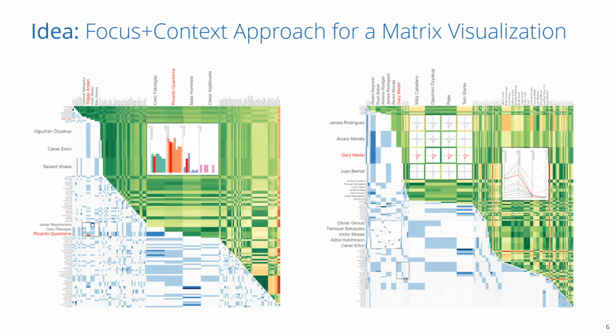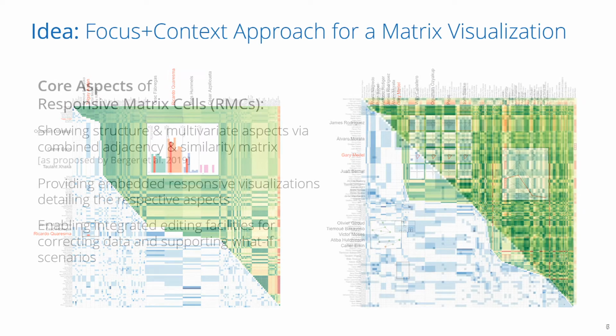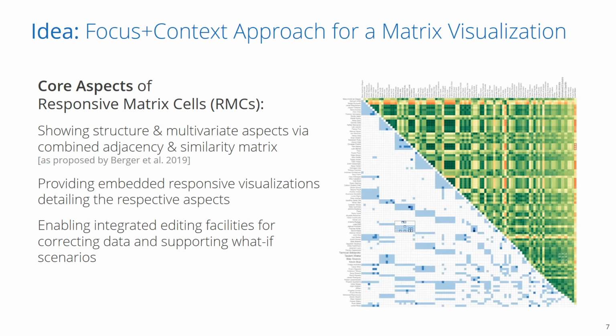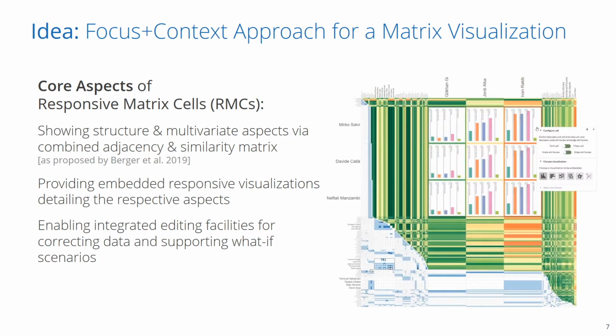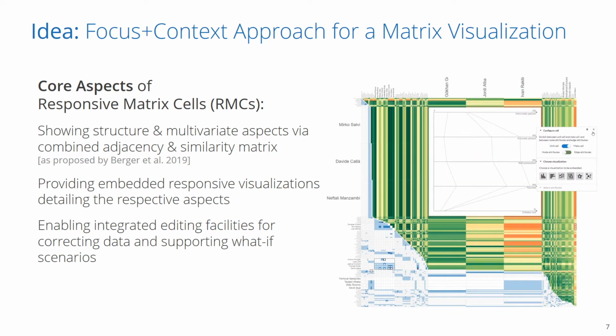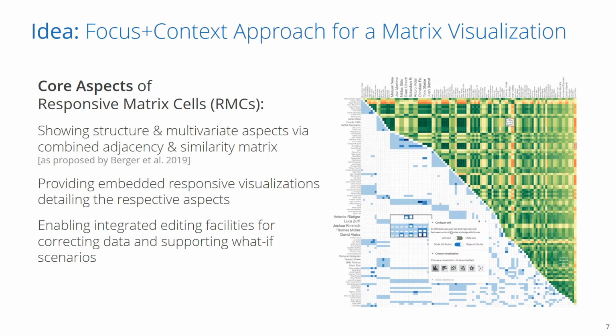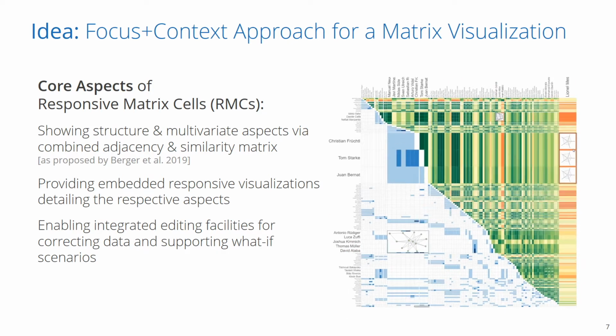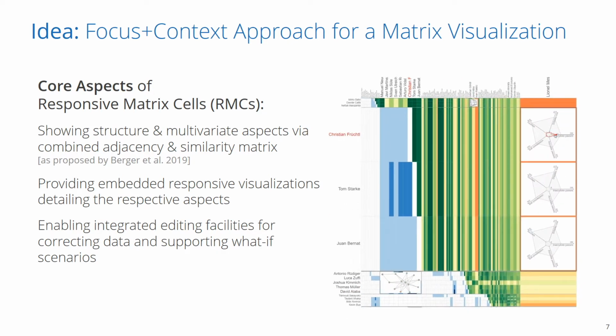Our goal is to provide a more flexible solution by following a focus and context approach for a matrix visualization. More specifically, inspired by Berger and colleagues' work, we start with a combined similarity and adjacency matrix. In this matrix, we then allow for creating multiple focus regions where embedded responsive visualizations are provided in the corresponding cells. Within these, analysts can explore the details, but also make use of integrated editing facilities.